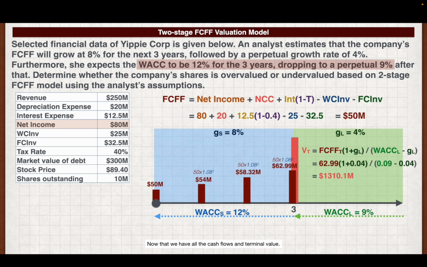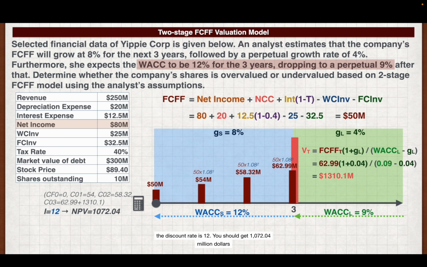Now that we have all the cash flows and terminal value, let's calculate the firm value. To speed up the process, we shall just use the cash flow feature on the calculator. Punch these figures in, take special note that the WACC is 12% for these 3 years, so the discount rate is 12, you should get $1,072.04 million as the firm value.